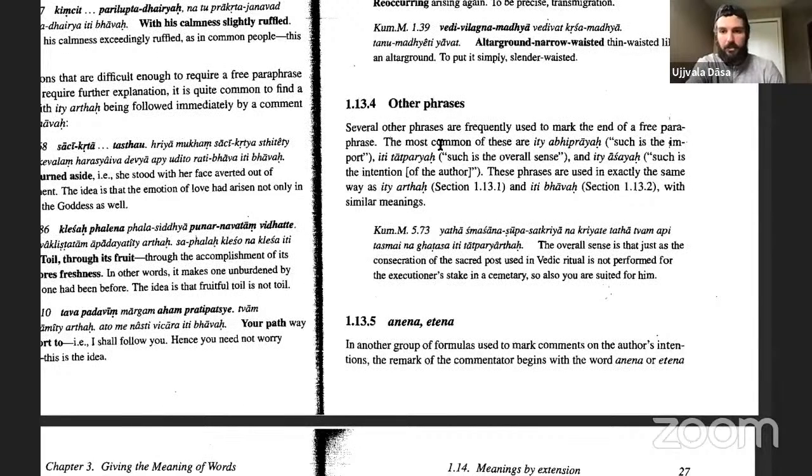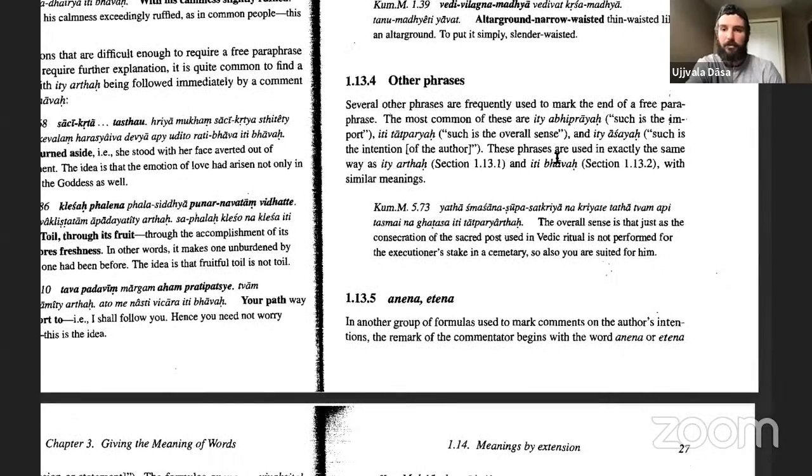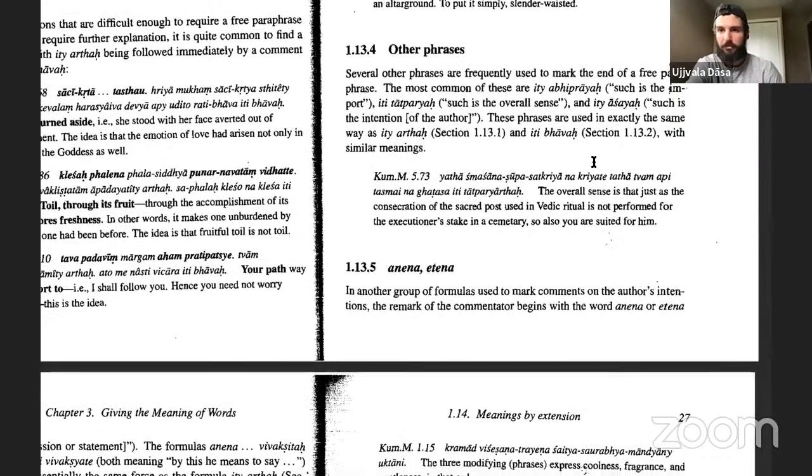Other phrases, iti abhipraya, iti tatparyaha, iti ashayaha, mean basically the same thing as ityarthaha and iti bhavaha. So we see these also. Yatashmashana shupa satkriya na kriyate tata tvam api tasmai na ghatasa iti tatparyarthaha. The overall sense is that just as the consecration of the sacred post used in Vedic ritual is not performed for the executioner's stake in a cemetery, so also you are not suited for him.